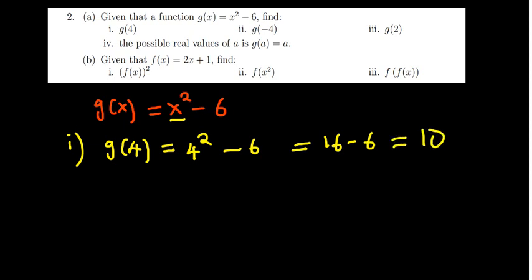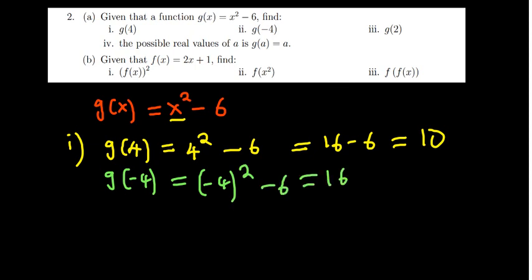Part 2 says g of negative 4. This is where you have to be very careful now. Your x is negative 4. Now it is still squared minus 6. That is still 16 minus 6, which is 10. This is a case where it's possible for you to have two different input values but have the same result. It is still a function.